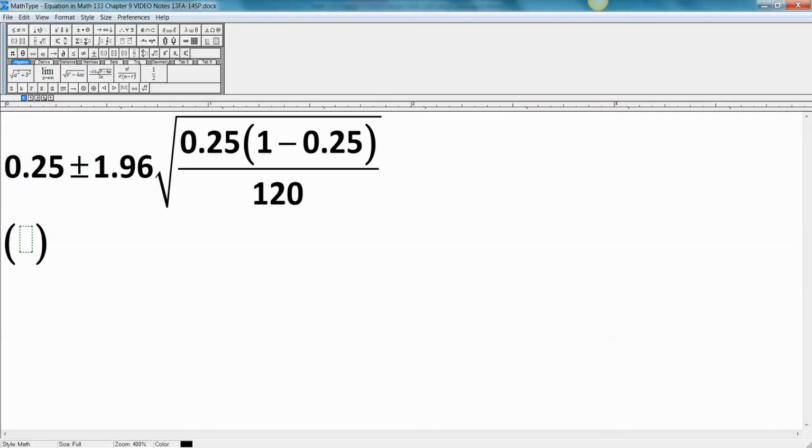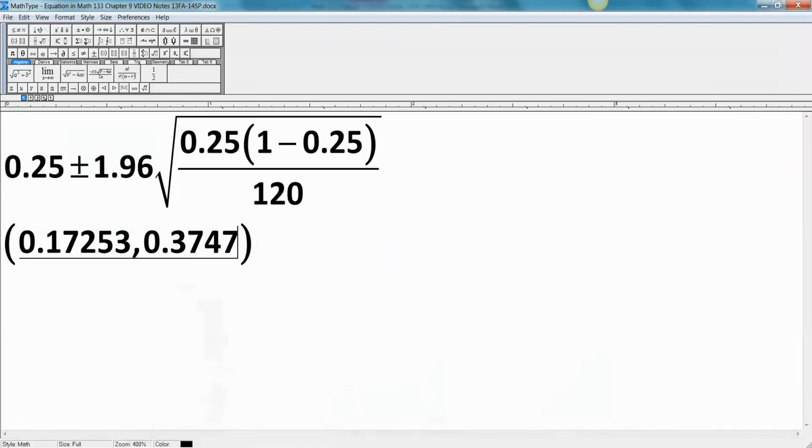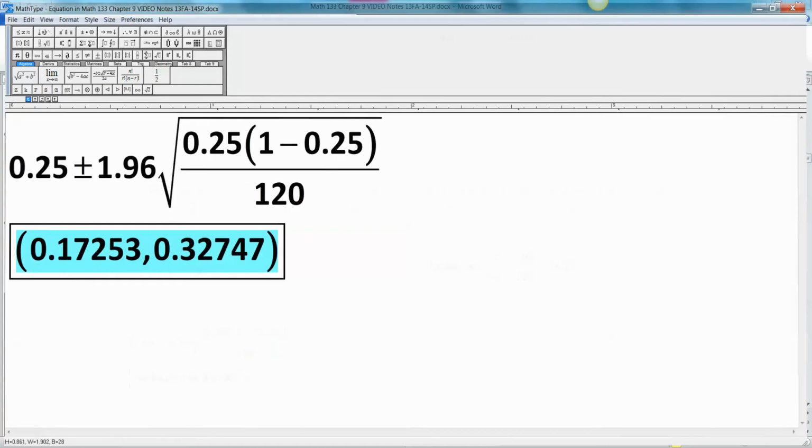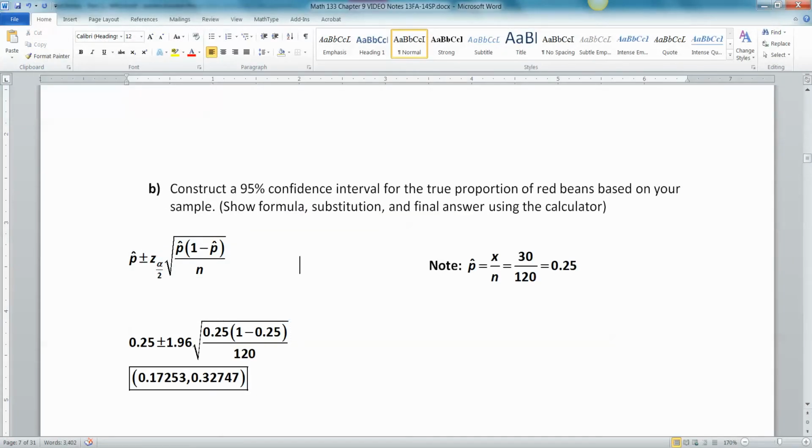Okay, so 0.17253, 0.3747, oh, I can't remember now, 0.32747, that was what it was. And there's our final result. And that's how to use the calculator to find a confidence interval for a proportion. Simple as that.